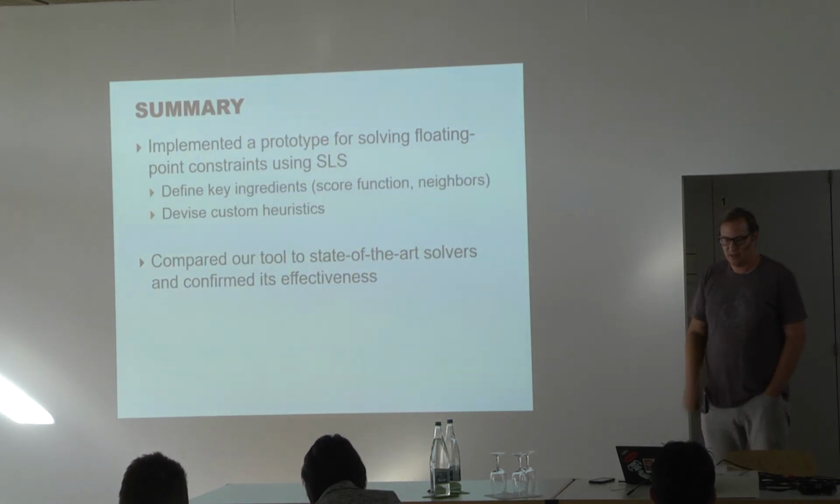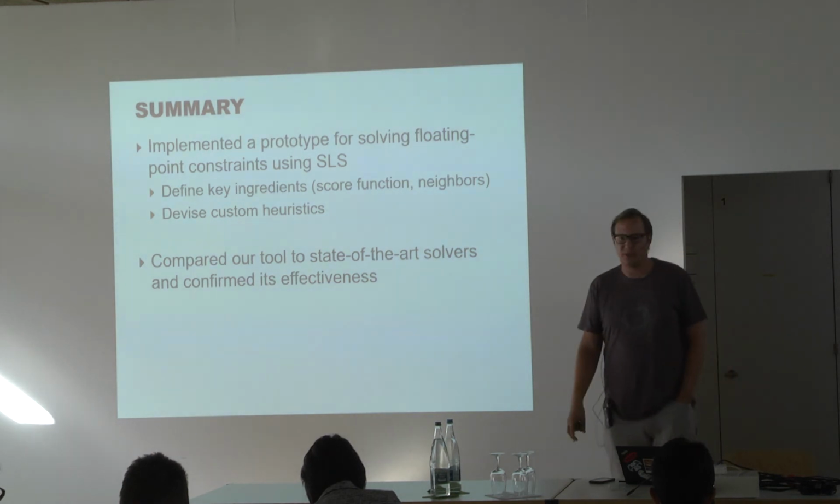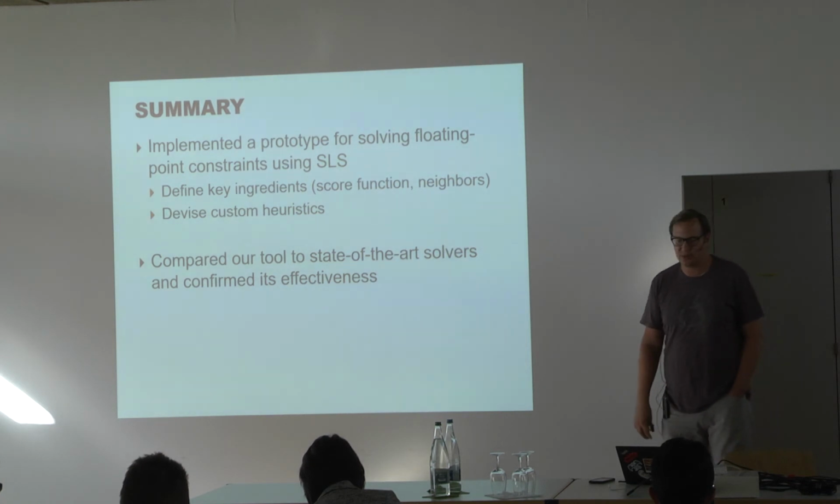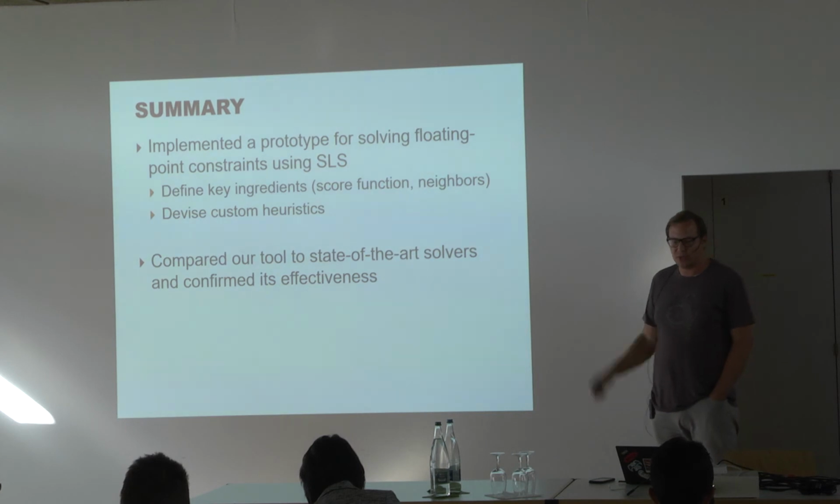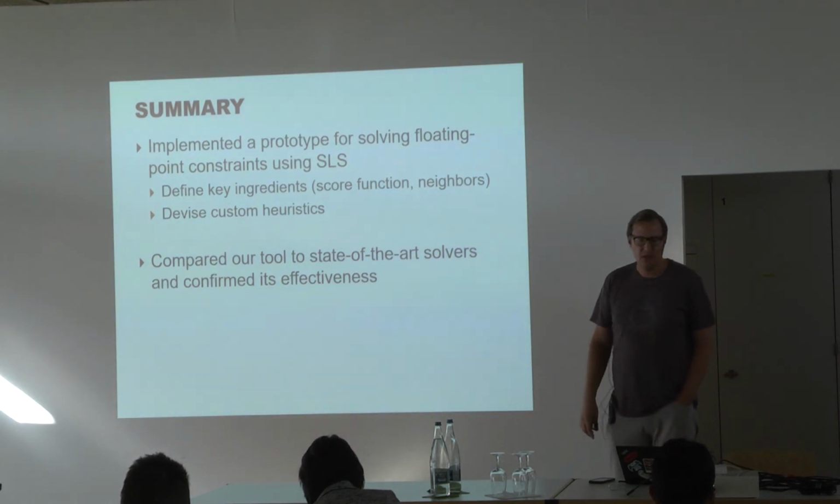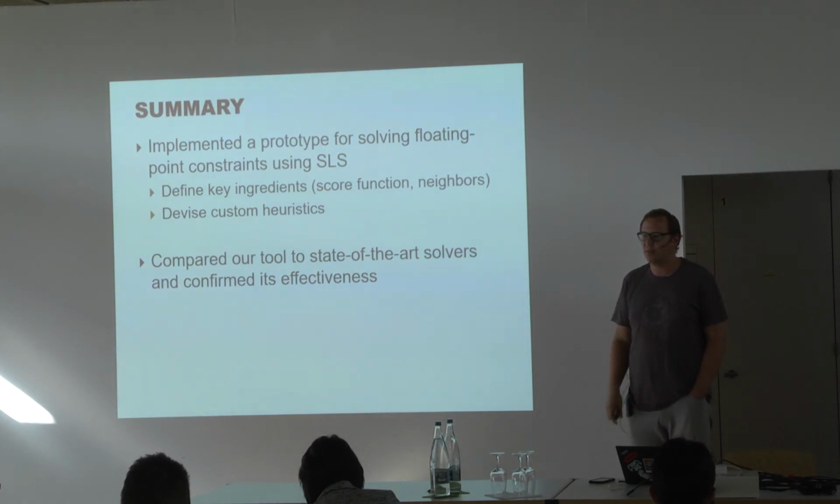Okay, so to summarize this part, we implemented this prototype tool called Oliver for solving floating point constraints using stochastic local search. We devised these key ingredients of the search algorithm and a couple of custom heuristics that work pretty well in practice. And we compared the tool to a bunch of solvers that are currently available, and we showed that it's already effective.